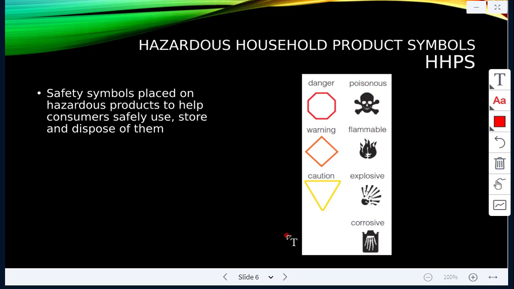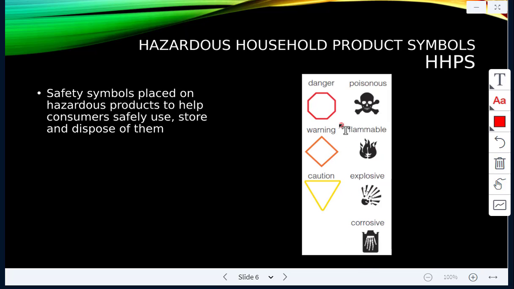Next are hazardous household product symbols, which are abbreviated to HHPS. These are safety symbols placed on household hazardous products to make sure that consumers are using them safely, storing them safely, and disposing of them safely. On the left-hand side of this diagram, we have the first shape, the octagon, which means danger. The diamond means warning, and the triangle means caution. Then we have the symbols here: poisonous, flammable, explosive, and corrosive.